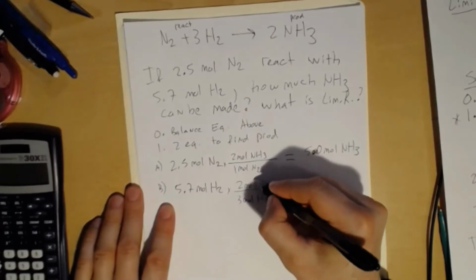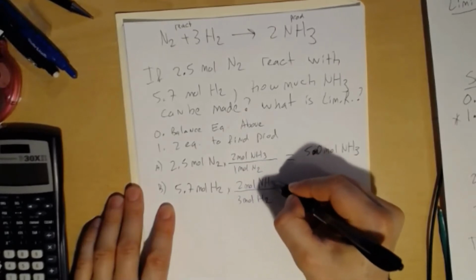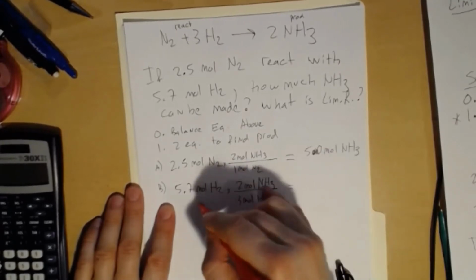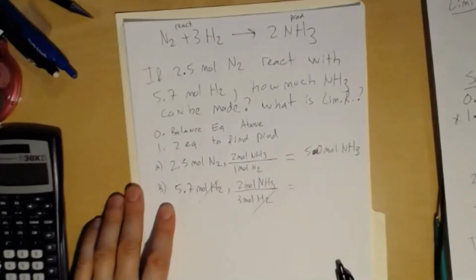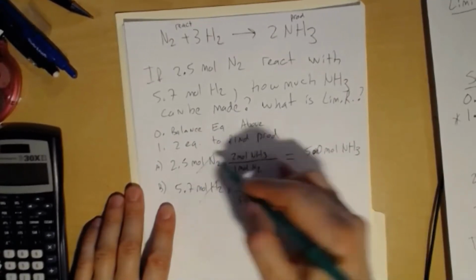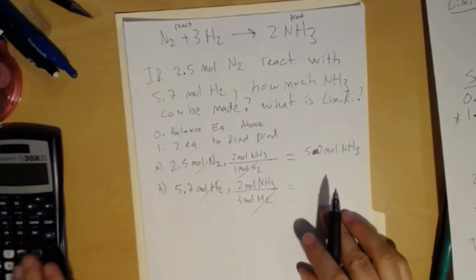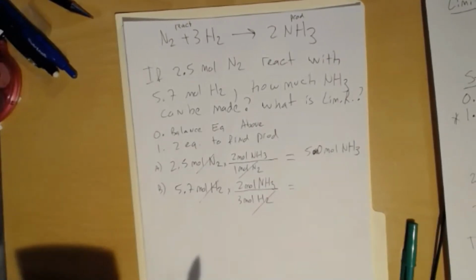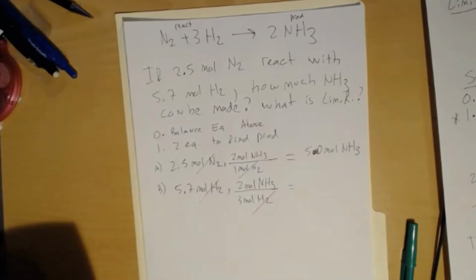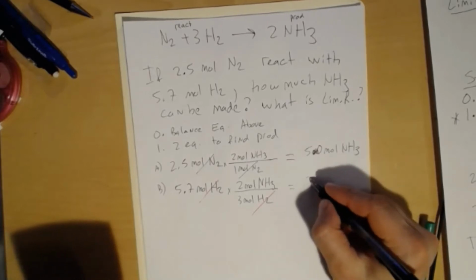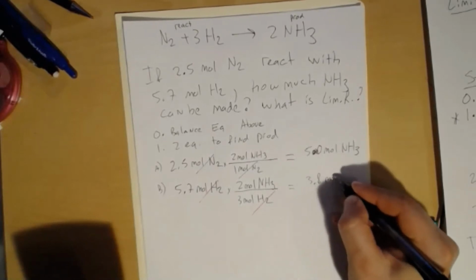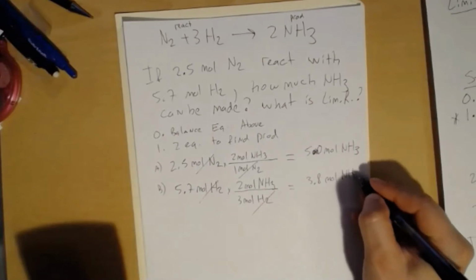3 moles of hydrogen on the bottom, cancel. And 2 moles. Maybe I should cancel out units here too, right? Moles of hydrogen with moles of hydrogen. Just like above, we canceled moles of nitrogen with moles of nitrogen. Okay, so then I'm going to have, this one's kind of more complicated. I need my calculator. So 5.7 times 2 divided by 3, and I get 3.8 moles of ammonia.